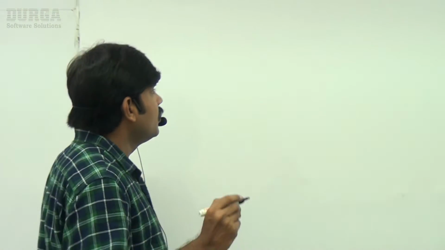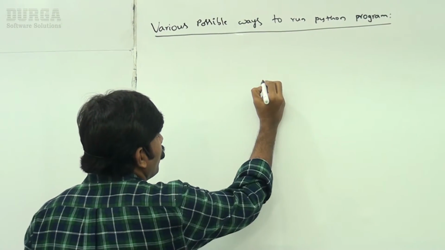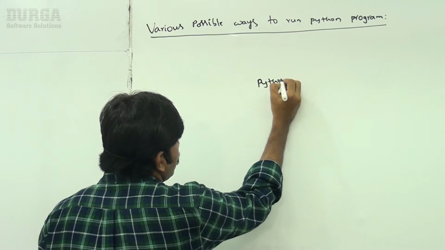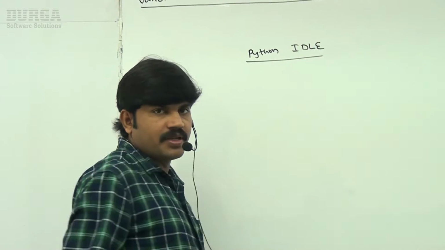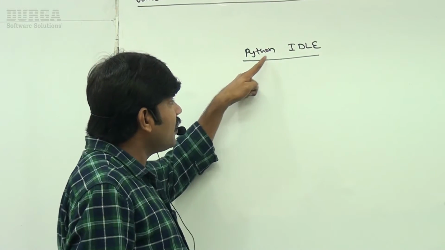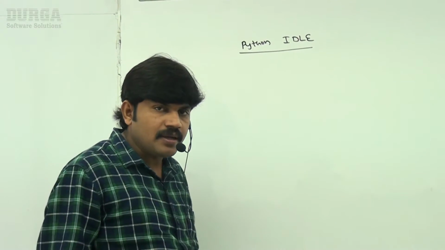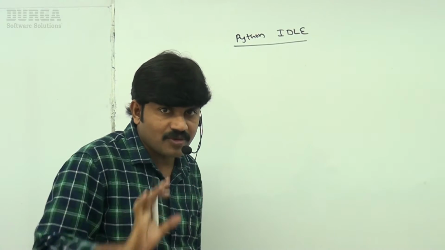Sir, in the last video, it's very clear how to install Python. Once Python software is available in our system, how can we run Python code? What are the various possibilities? Okay, very simple, son. We can run Python code by using Python IDLE. What is that, sir? Can you please spell it out? Python IDLE. By using that, you can run Python code.